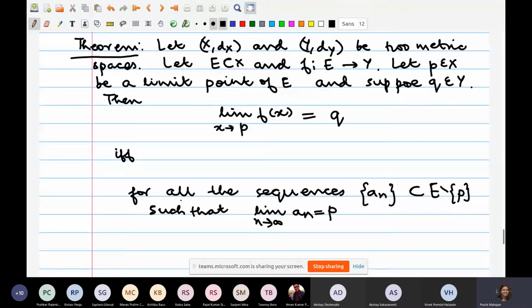Now, what do we want? We say that if for every such sequence, you look at the corresponding sequence in Y, which means that you look at the sequence f of AN, we demand that the limit of this sequence exists as n tends to infinity and equals Q. If and when this happens, then the limit of the function f at the point P is Q. This is an if and only if criteria.